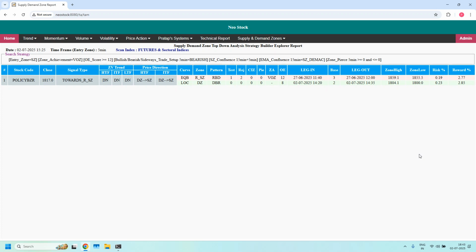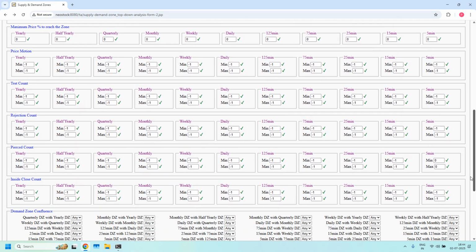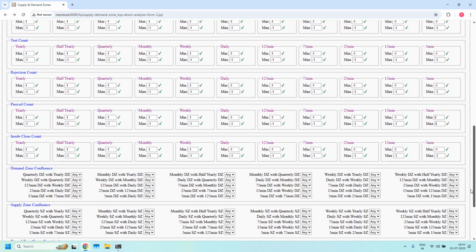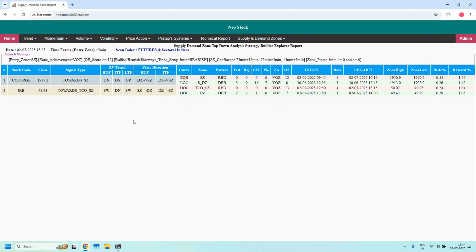Okay, next we will look into LTF, ITF, HTF supply zone confluence supported stocks. Removing EMA filter. Supply zone confluence, 3 filters I am setting. First filter already enabled, 5 minutes and 15 minutes. Next 5 minutes and 75 minutes. And 15 minutes and 75 minutes supply zone confluence. We got only 2 stocks.